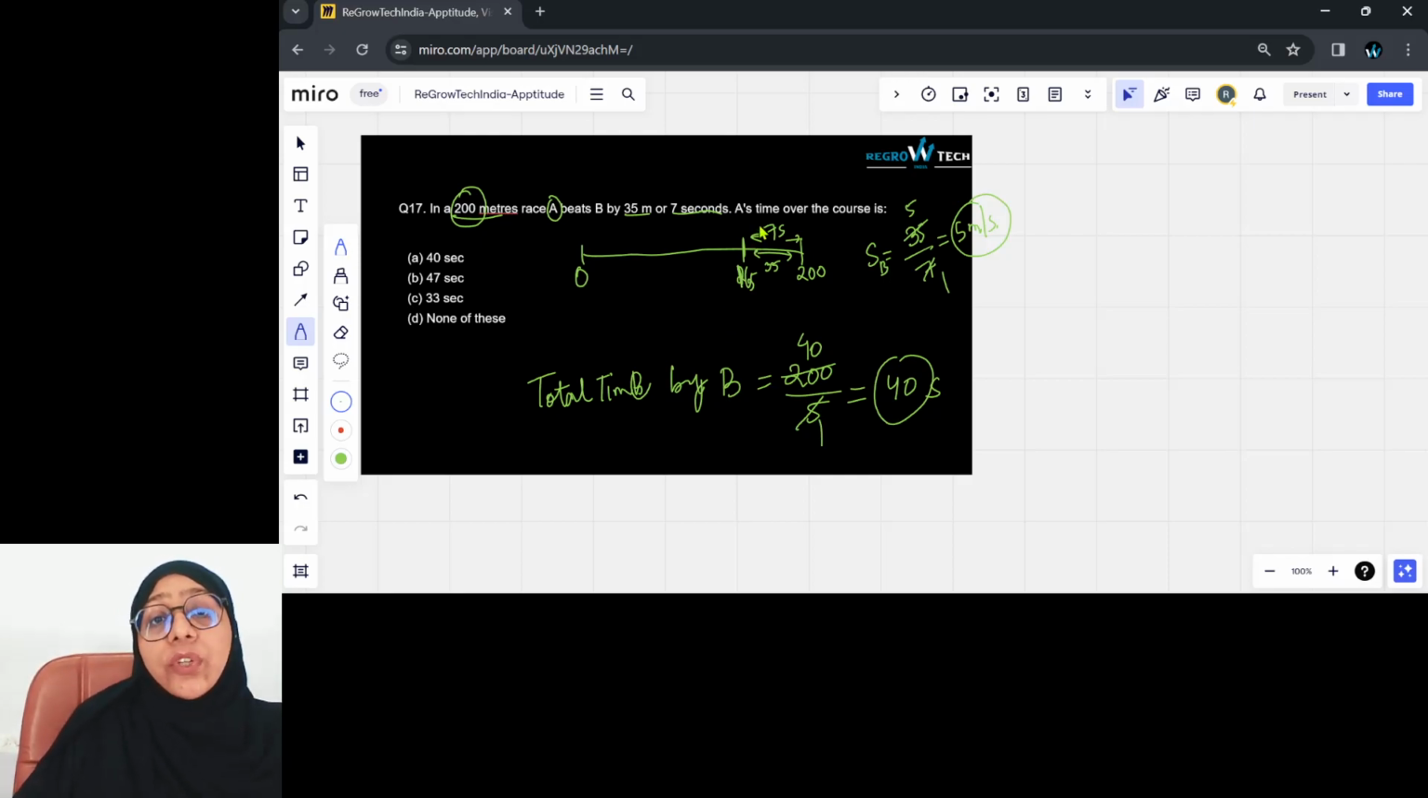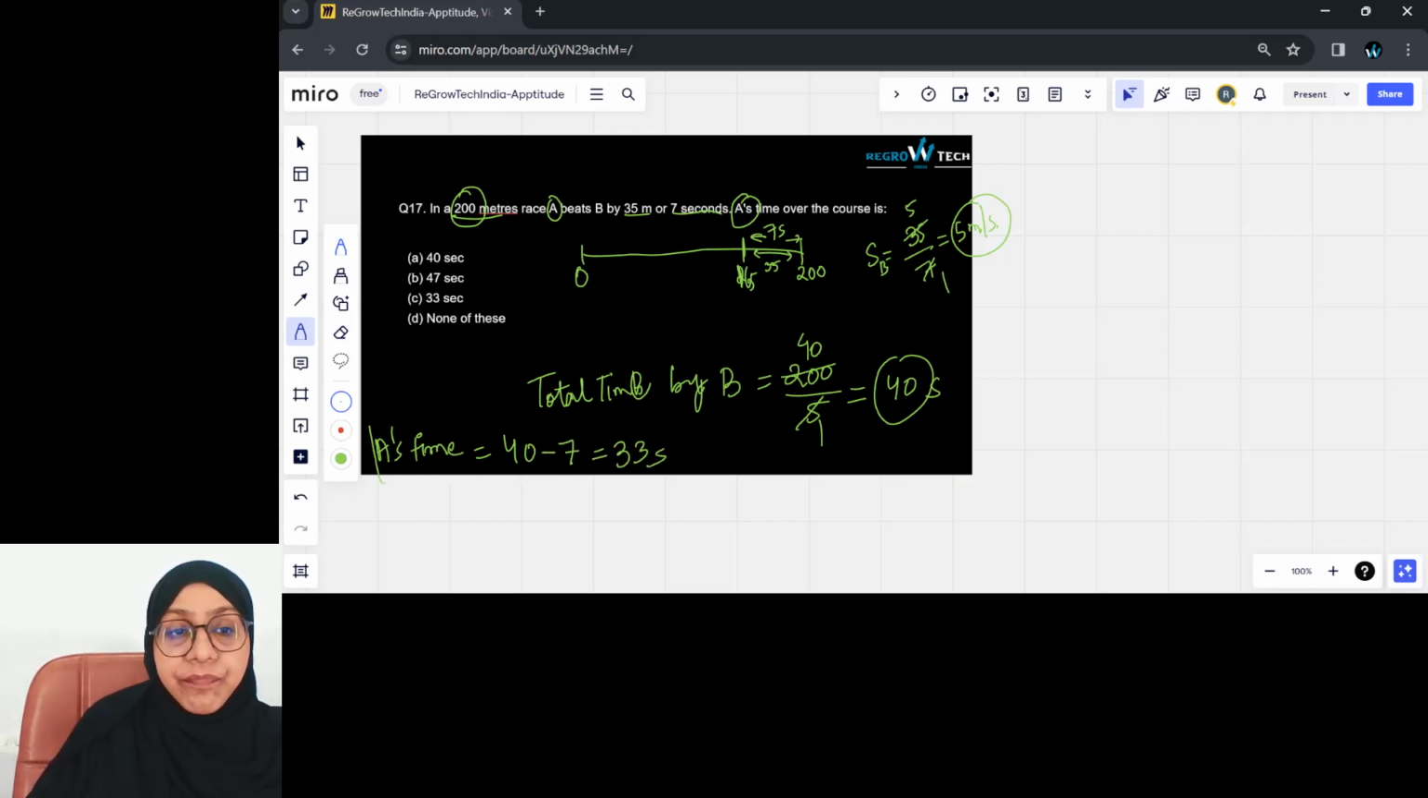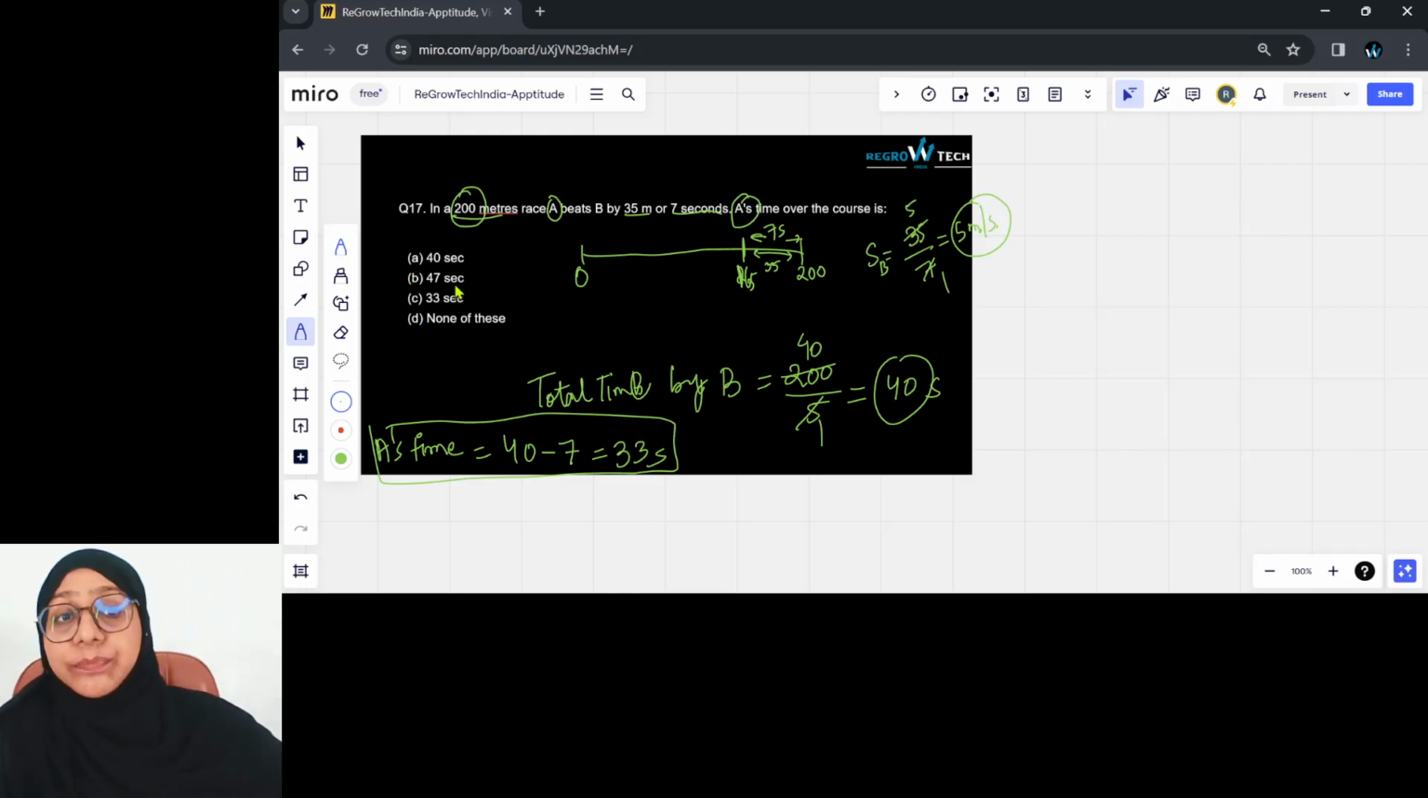Right? Now, we need to find A's time, not B's. And we know that A took 7 seconds less than B. Therefore, A's time is going to be 40 minus 7 equals 33 seconds. Now, oftentimes a lot of people might come up to here, take the total time taken by B and mark 40, because that's there in the options. However, we need to read the question properly and see that we need to find the time taken by A, which is 7 seconds less than the time taken by B. That is why we did 40 minus 7 equals 33 seconds.